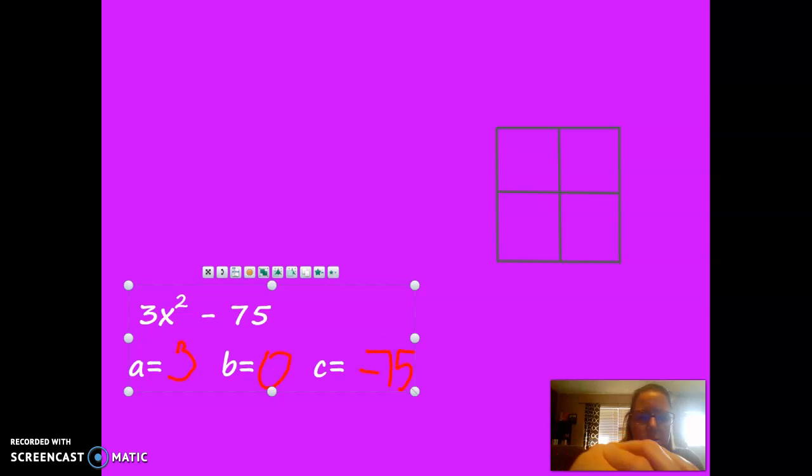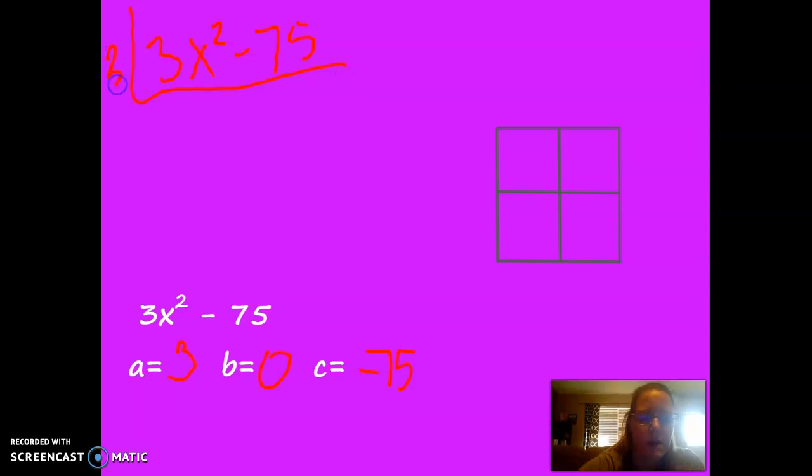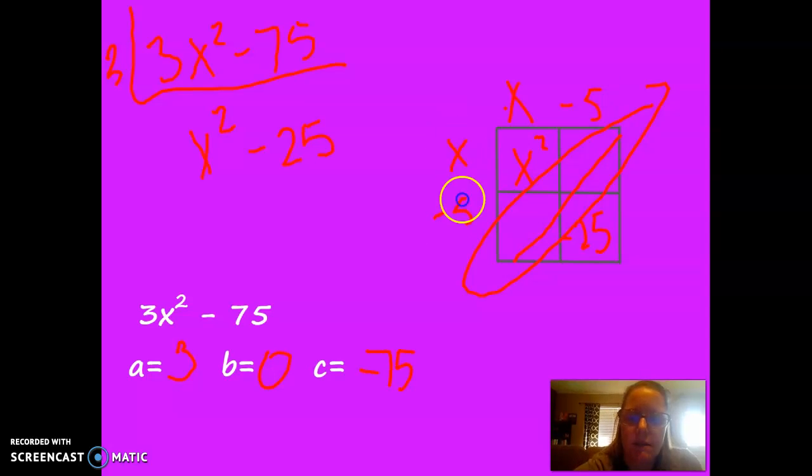Uh-oh. So if 3x squared minus 75 is divisible by 3, then I can take the 3 leading coefficient off. And I know that 3 times 25 makes up 75. So now I have x squared minus 25. If I know that these add up to give me 0, then I know that my factors have to be x minus 5 and x minus 5.